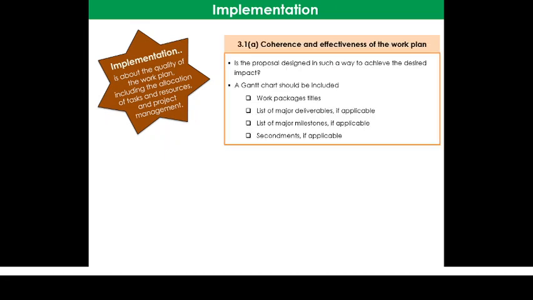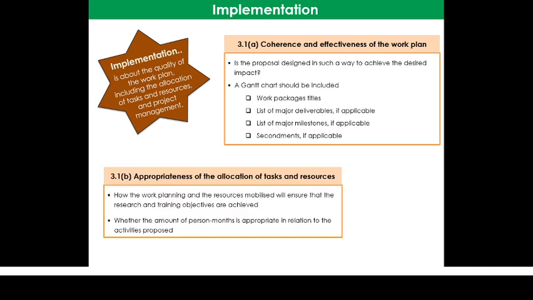The first sub-criterion under implementation is about the coherence and effectiveness of the work plan and the appropriateness of the allocation of the tasks and resources. Here you need to describe how the work planning and the resources mobilized will ensure that the research and training objectives will be achieved. Also explain why the proposed activities are appropriate in relation to the duration of the fellowship.